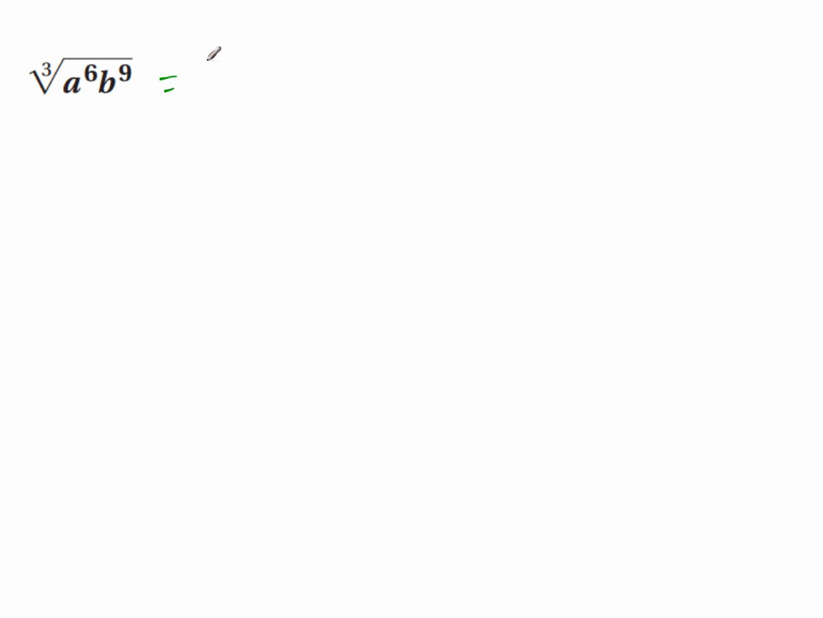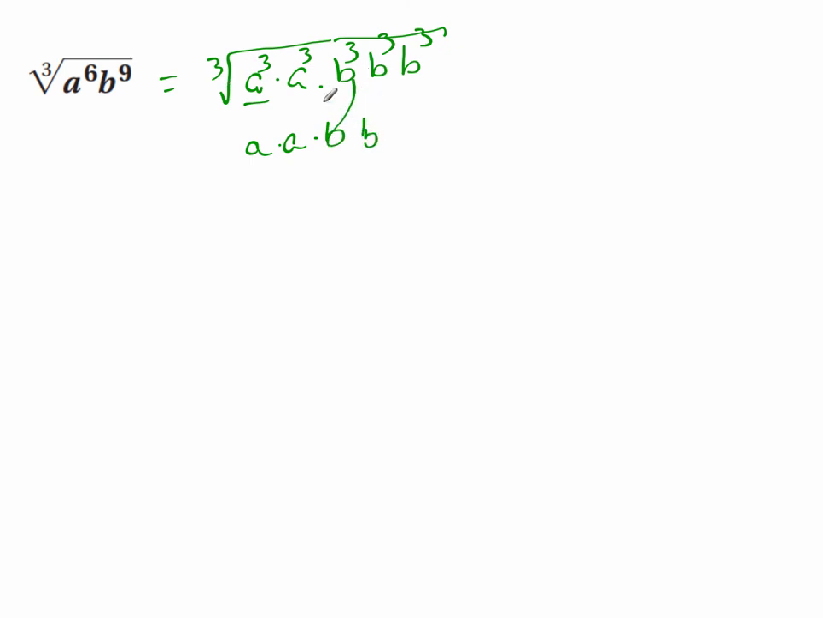Now, let me rewrite this one as the cube root of a cubed times a cubed times b cubed, b cubed, b cubed. All I'm doing is writing it out into its cubes. So when I take the cube root of a cubed, I'm going to get a, and again a. When I take the cube root of b cubed, I'm going to get b, and one more b. So this is a squared b cubed. We're going to see some other ways to do these, which will make this a more straightforward process later.